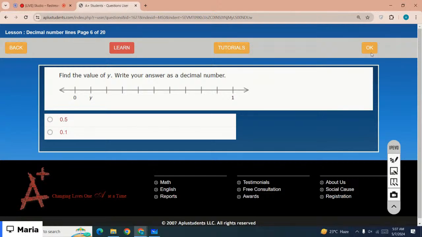Find the value of y. Write your answer as a decimal number. So, which is the correct option? That is 0.1. 1 and 0.1 are two different numbers. One is a whole number, 0.1 is a decimal. The correct option is 0.1.